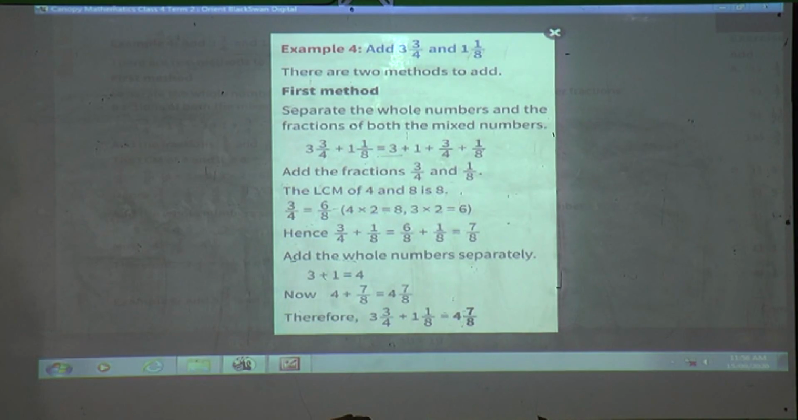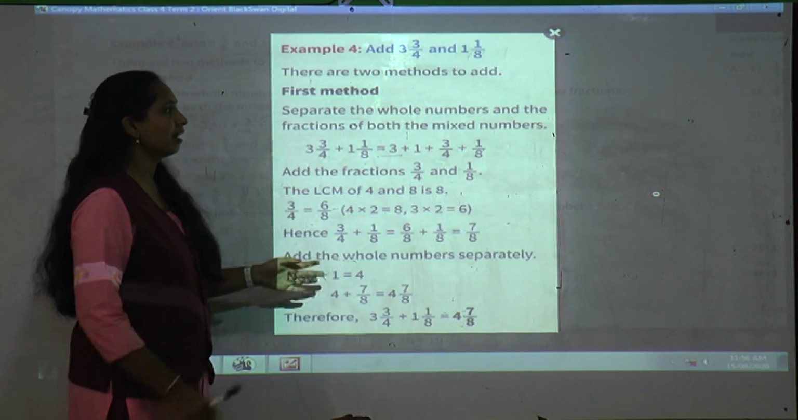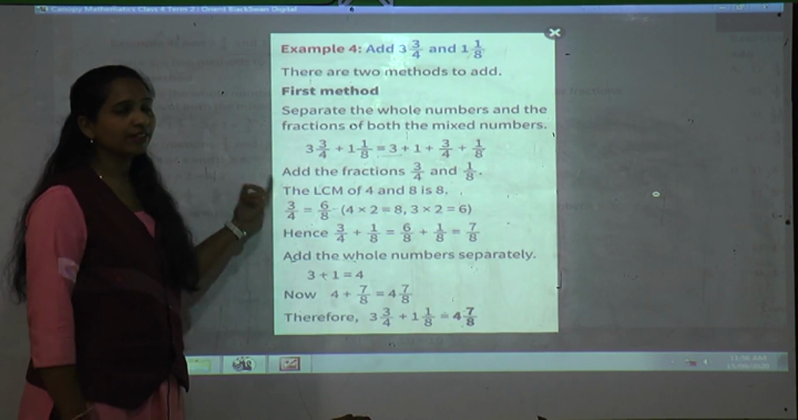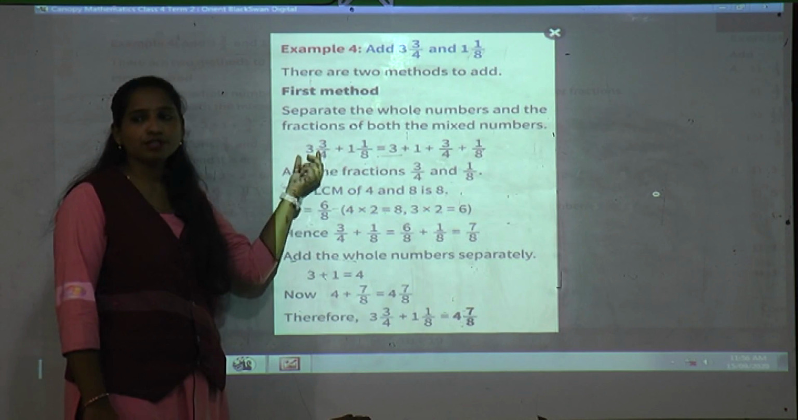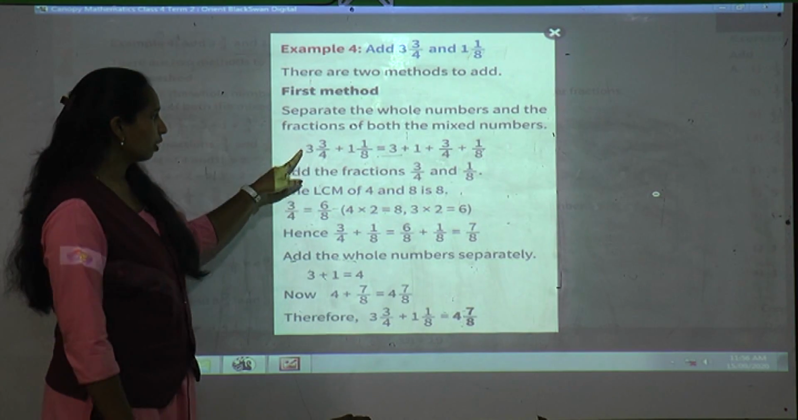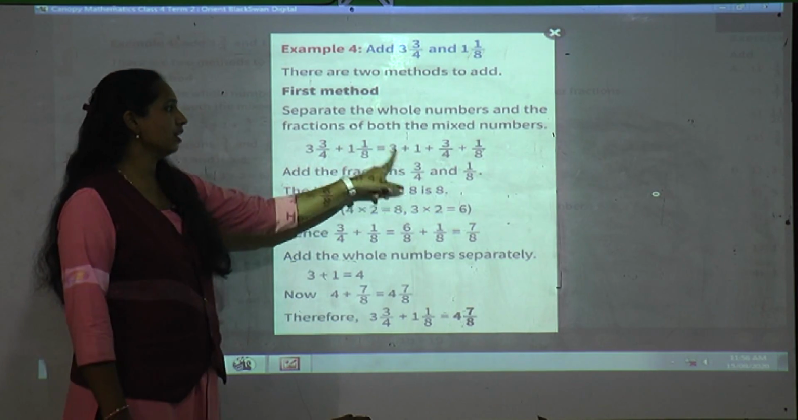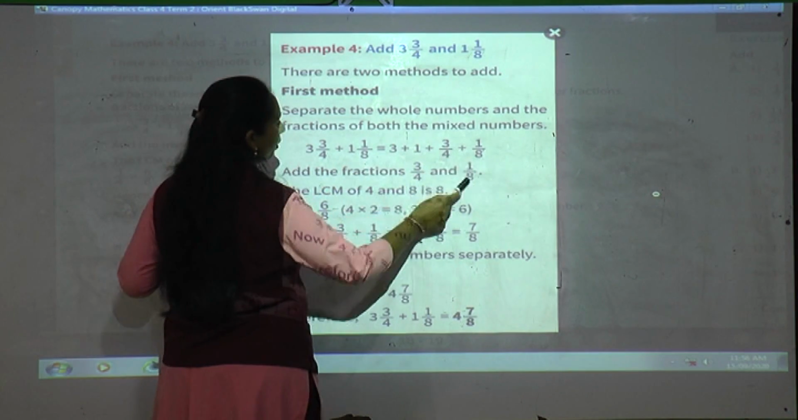Now we will see example number 4 with the first method. They have given two methods to solve this example. Now we will see one by one. First method: separate the whole numbers and fractions of both the mixed numbers. So when they give mixed fractions, at that time what do we have to do? We have to separate the whole numbers. What are the whole numbers? 3 plus 1. So see here 3 plus 1 and plus 3 upon 4 plus 1 upon 8.